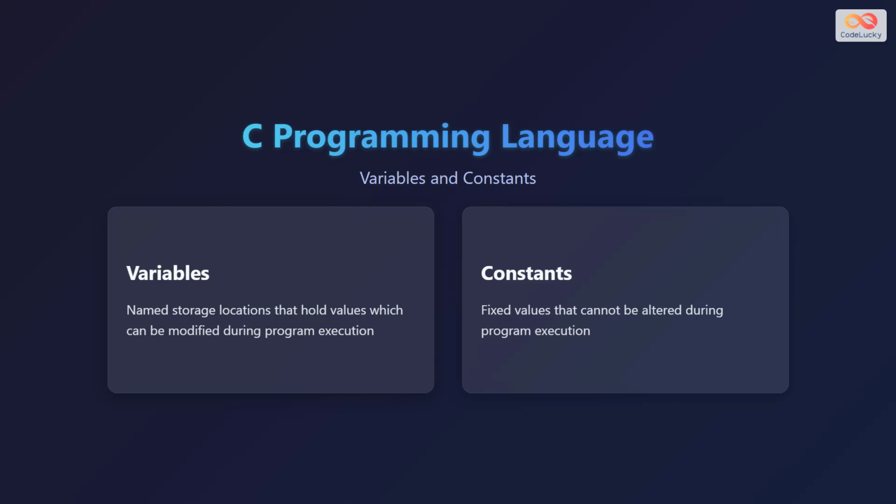Welcome to the world of C programming. In this lesson, we will explore the fundamental concepts of variables and constants in C. Variables are named storage locations that hold values, which can be modified during the program's execution. Constants, on the other hand, are fixed values that cannot be altered once they are defined during the program's execution.